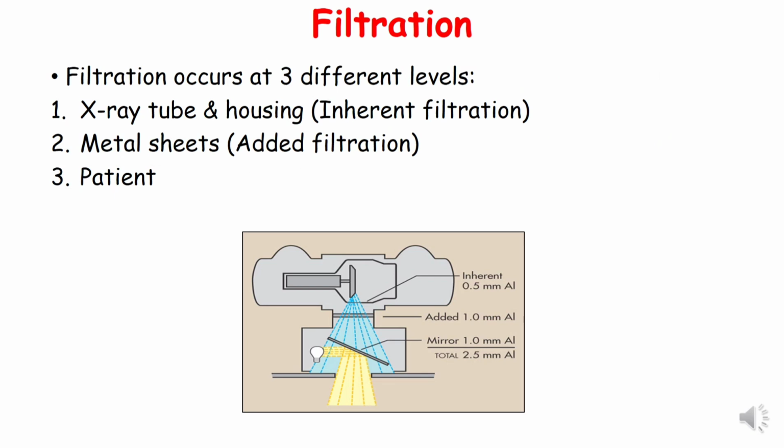Normally, in a diagnostic X-ray system, filtration occurs at three different levels. First is the inherent filtration that occurs with the X-ray tube and its housing. Next is added filtration that is done by interposing metal sheets, and last one that occurs as the beam passes through the patient.